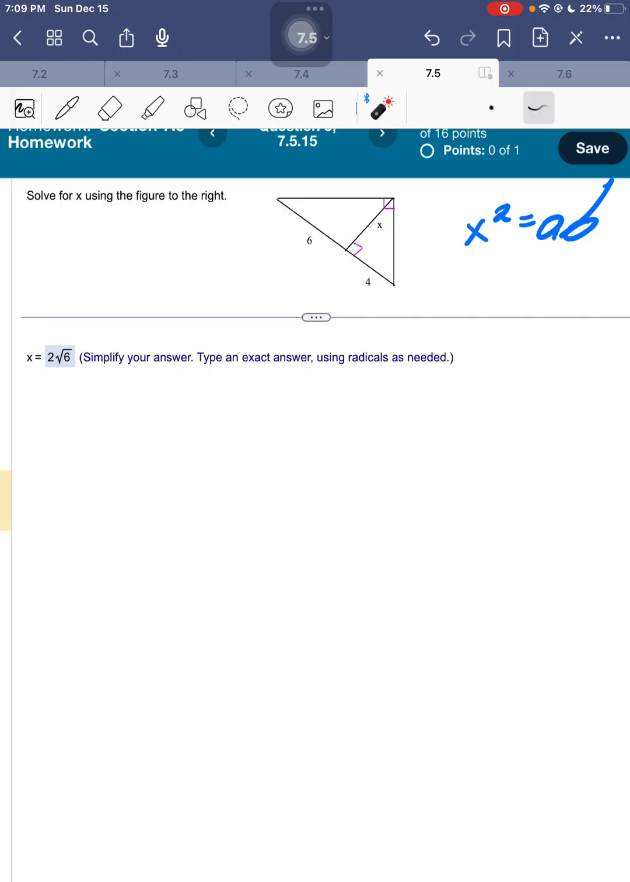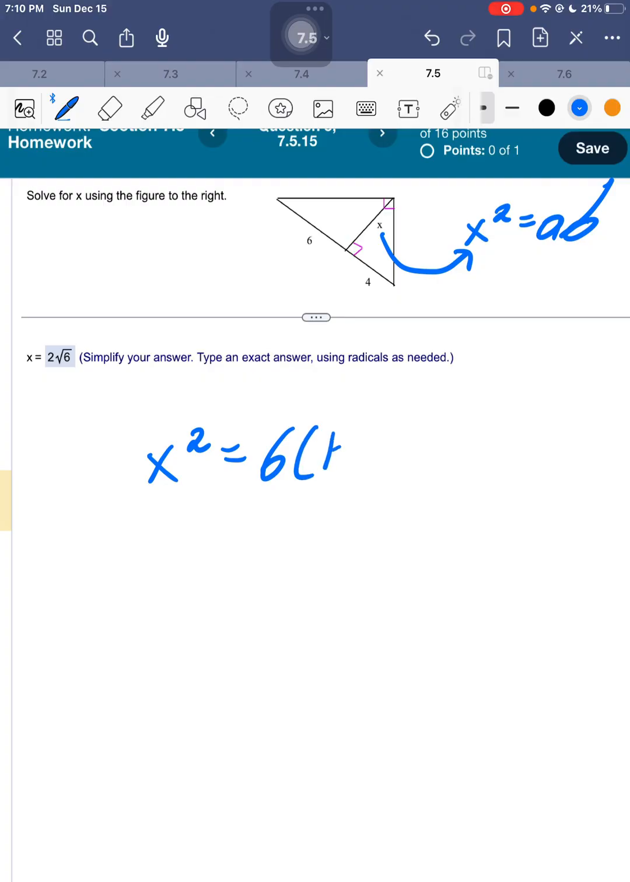Okay, so now next one. Now this is when it gets a little more interesting, right? Our geometric mean is still x squared equals AB, but now our A and B are going to be changing. So this is very important. When your geometric mean is the altitude, this x right here, your A and B are the separate segments of your hypotenuse. Look, this is the hypotenuse right here, and this is your altitude. So this x goes right onto there, and it's going to be x squared equals 6 times 4.